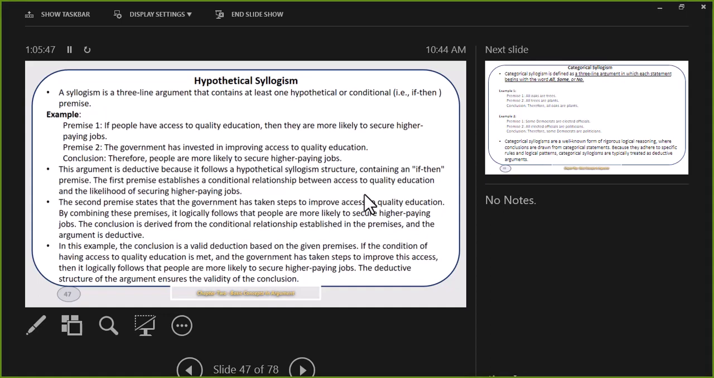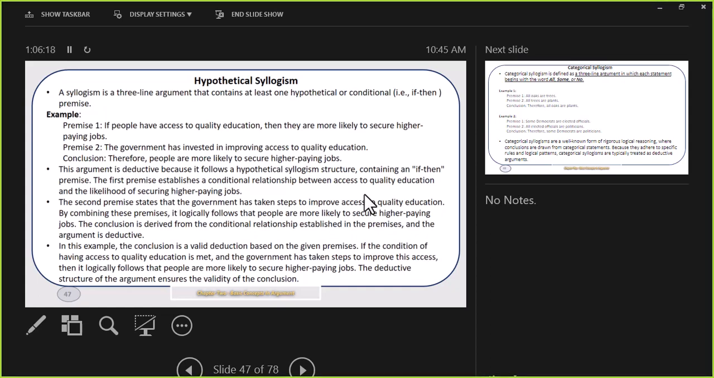Syllogism refers to what? An argument that consists of how many premises and how many conclusions? Two premises and one conclusion. Yes, exactly two premises and one conclusion. Syllogism is an argument that consists of exactly two premises and one conclusion. The word exactly is very important: no more, no less. What's a hypothetical syllogism?